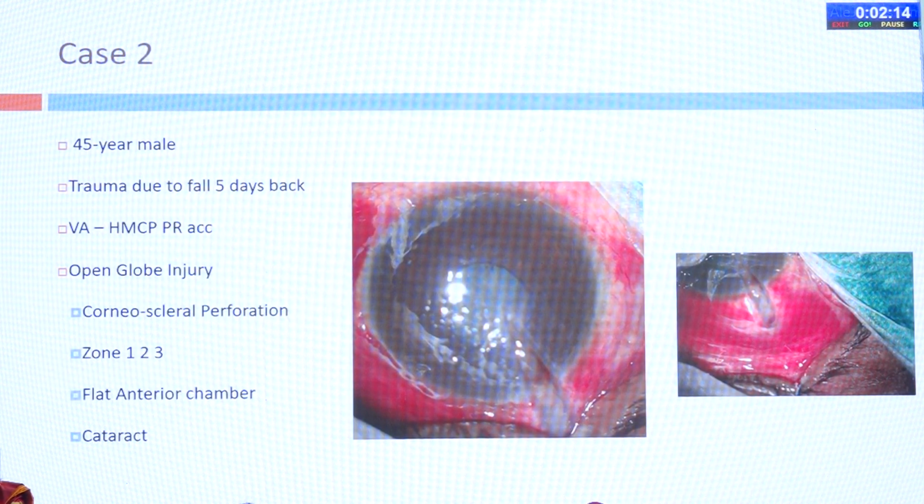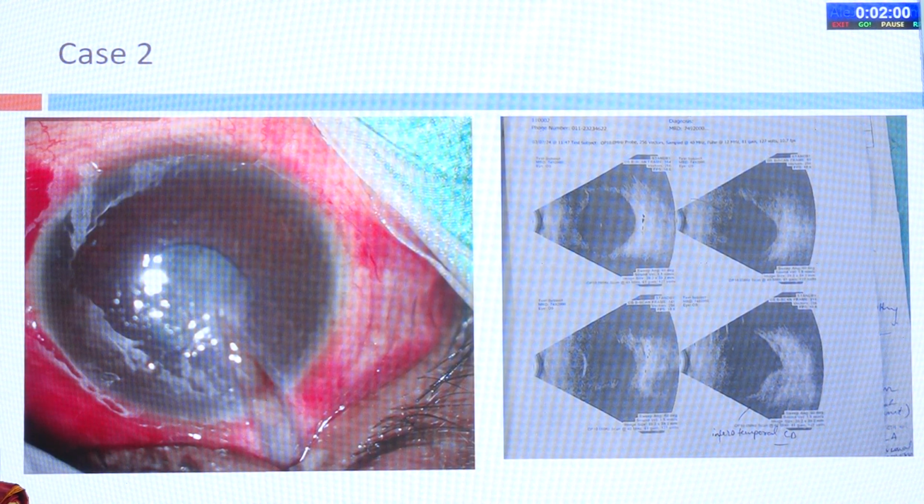This is the second case. It is a 45-year-old male who presented with trauma due to fall 5 days back, presented with a vision of hand movement close to face, open globe injury, corneal scleral perf involving zone 1, 2, and 3, flat anterior chamber, and cataract. Fundus was obviously not visible due to cataract.